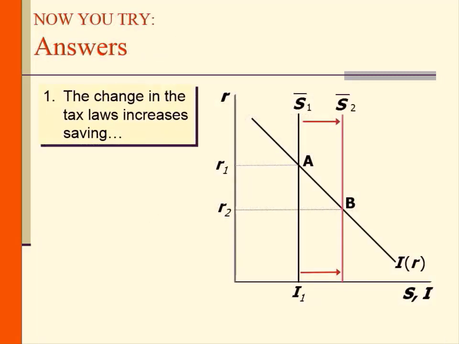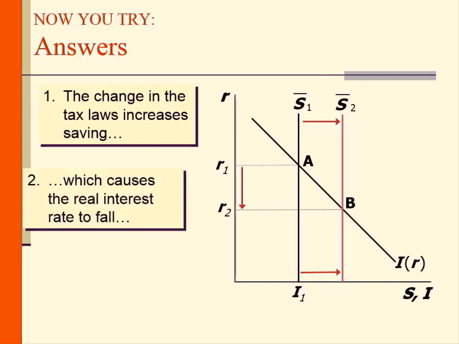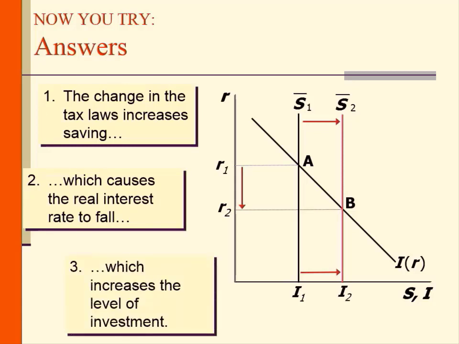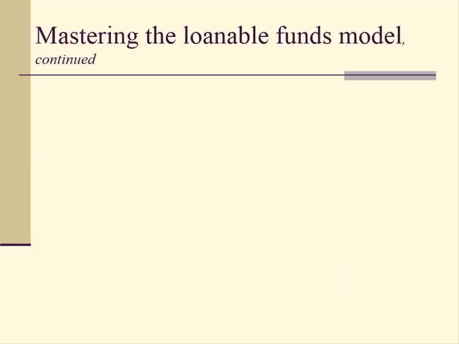So initially you're at point A. What happened is the change in the tax law increased savings. So it shifts the supply curve to the right, and this will cause the real interest rate to fall from R1 to R2, from A to B. And this will increase the level of investment from I1 to I2, as savings increase from S1 to S2. Therefore, at the end, the interest rate decreases from R1 to R2, and investment increases from I1 to I2.